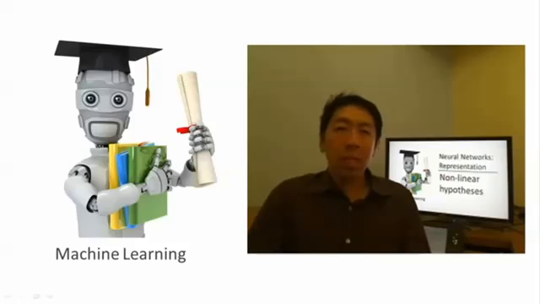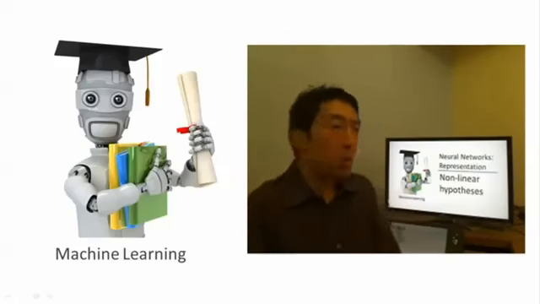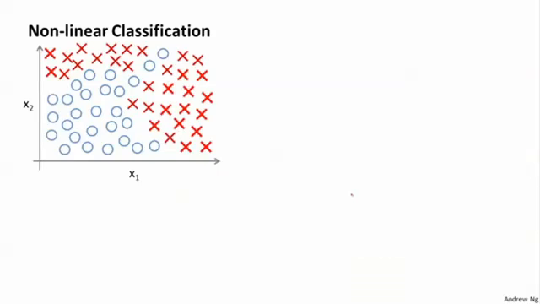So why do we need yet another learning algorithm? We already have linear regression and we have logistic regression, so why do we need neural networks? In order to motivate the discussion of neural networks, let me start by showing you a few examples of machine learning problems where we need to learn complex nonlinear hypotheses. Consider a supervised learning classification problem where you have a training set like this.